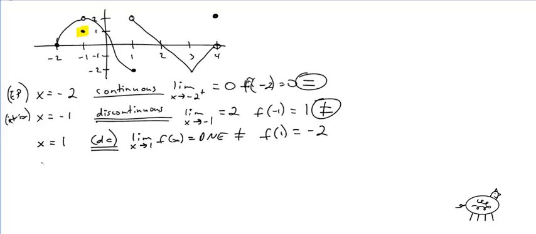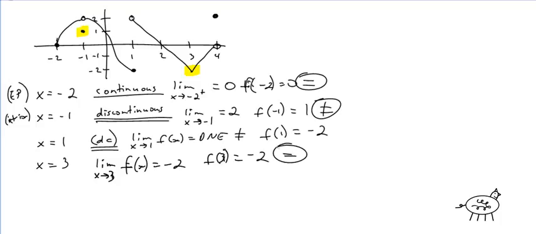Let's look at x equals 3. It's another interior point, and it's a very nice point. That looks continuous to me. The two-sided limit as x approaches 3 of f of x is equal to -2. And what is f of 3? That's equal to -2. So these are equal, and that's continuous.